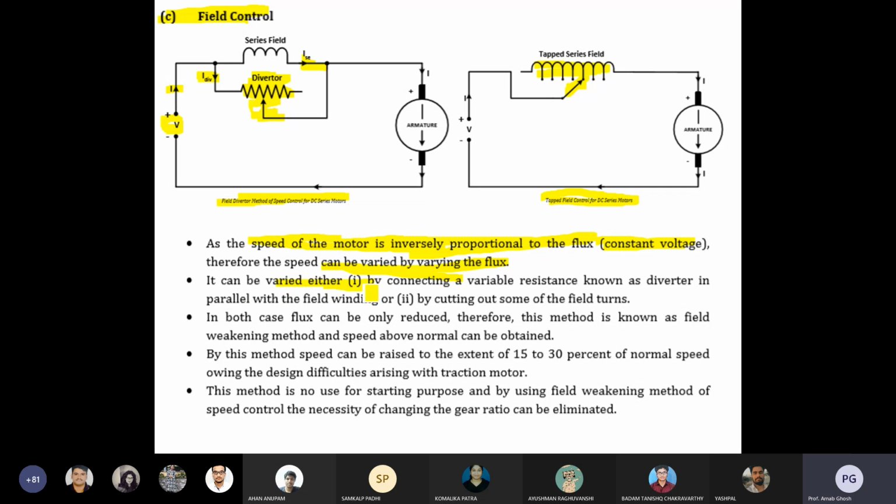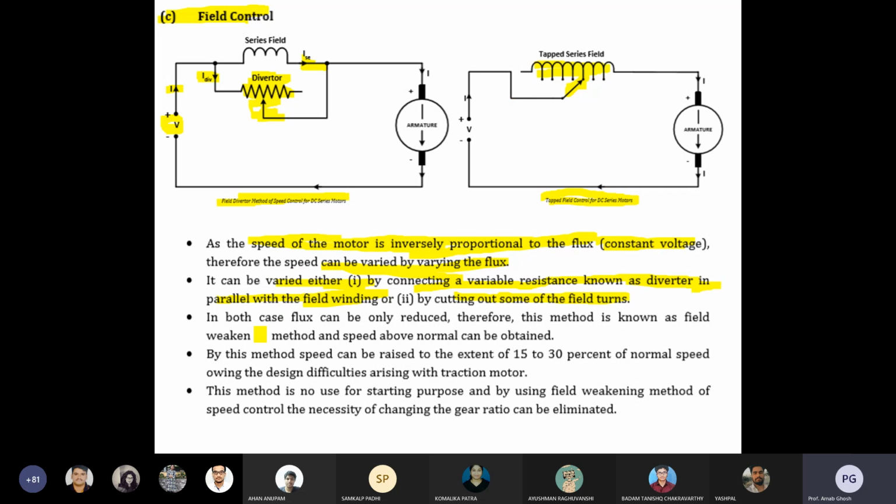It can be varied in one of two ways: by connecting a variable resistance, known as the divider, in parallel with the field winding, the divider path, or by cutting out some of the field turns. So tappings are there, and you are just changing the tappings.